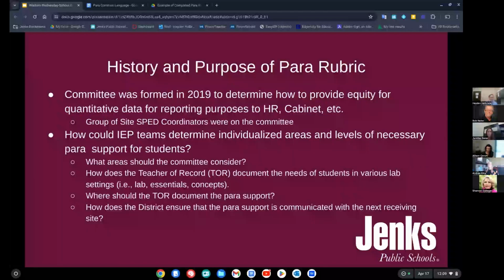They were thinking, what areas should the committee consider? How is the teacher of record to document the needs of students in various lab settings? We have our lab, our essentials, and then our concepts, which are our severe and profound. Where should it be documented for the para support? Where does the teacher of record document that? And how does the district ensure that the para support is communicated to the next receiving site?